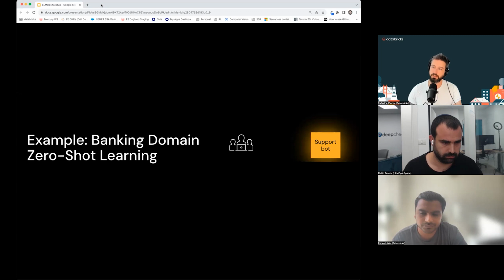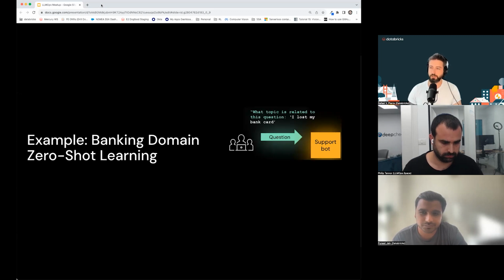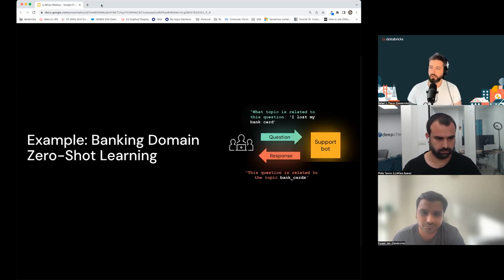For the case of the banking domain, a really simple example is you deploy this LLM as a customer service chatbot, and someone comes to you and says, I lost my bank card. What should I do? The response in this case can be, for instance, this question is related to the topic bank cards. If we stop for a second and look at this answer, this is not necessarily wrong, but some follow-up questions: is this what I expected to get from this chatbot as a bank?